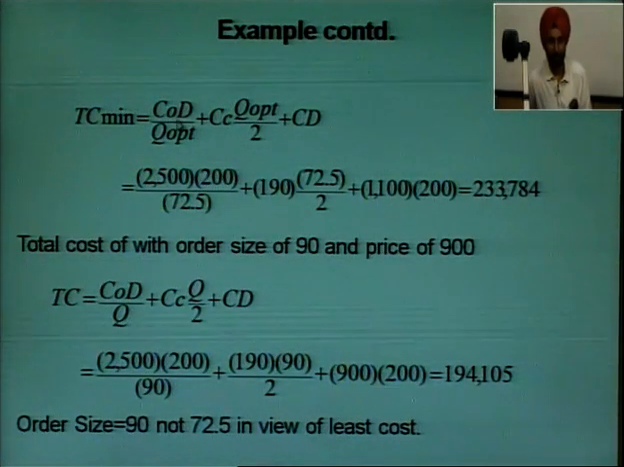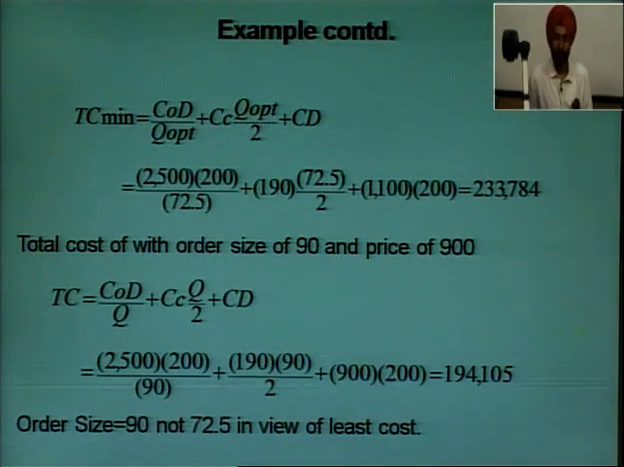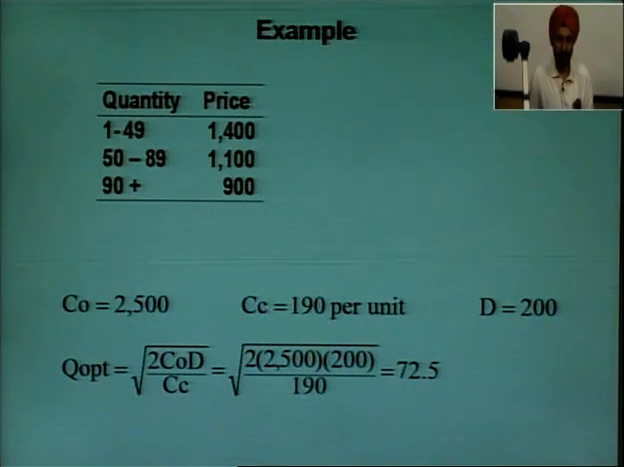Now, applying all this, considering total cost here, we have all these values given, and we find out Q optimum, 72.5. So, this cost comes out to be 2,33,784. But at the same time, we compare this cost with the next higher slab, with its minimum quantity. So, the next higher slab is 90 plus and its minimum quantity is 90.